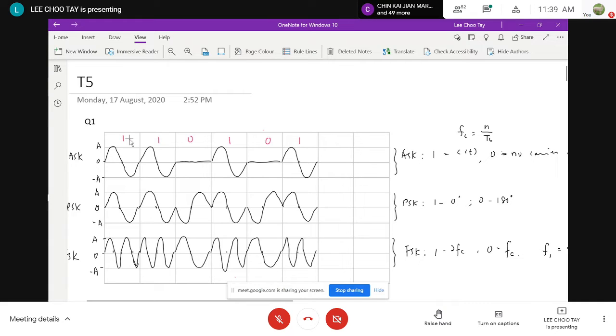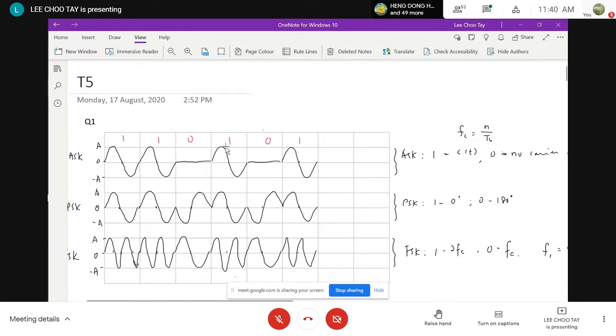So for binary 1, I send 1 sine wave. You can also send cosine wave, but just to draw easily, I use sine wave. So binary 1, I send a sine wave. Binary 1, I send another sine wave. Binary 0, nothing is sent. That's ASK, nothing is sent. And then for binary 1 again, I send another sine wave. Binary 0, nothing. Binary 1, another sine wave.